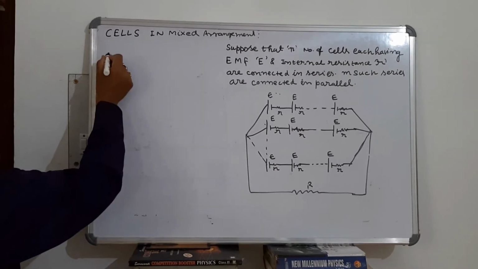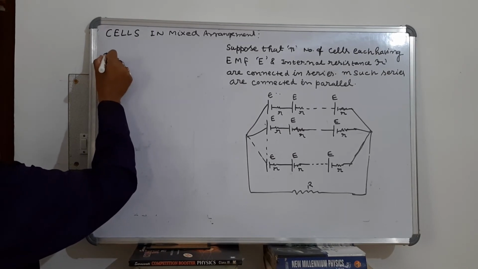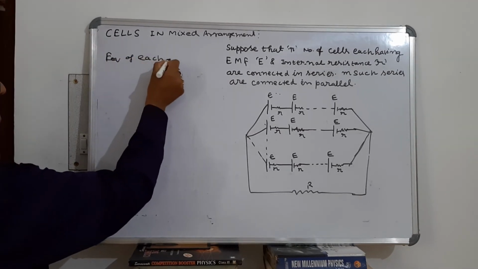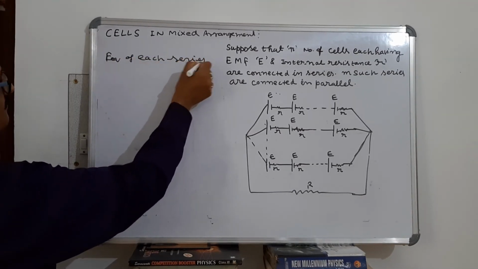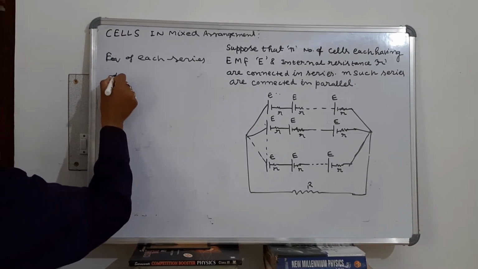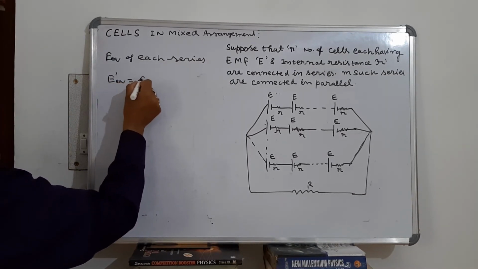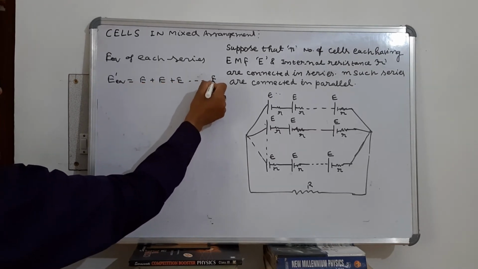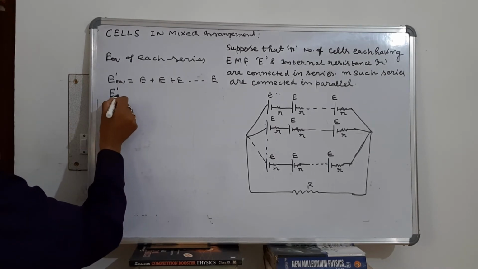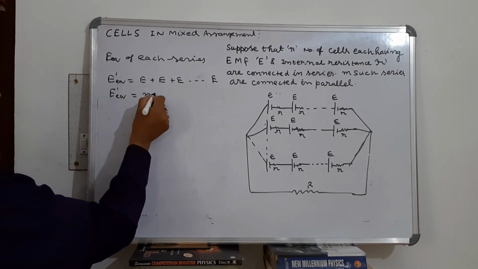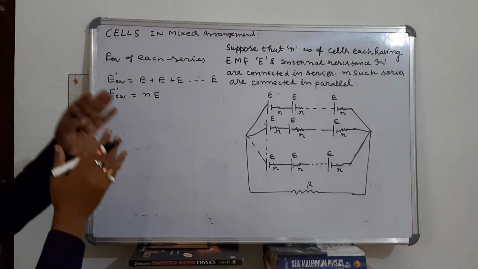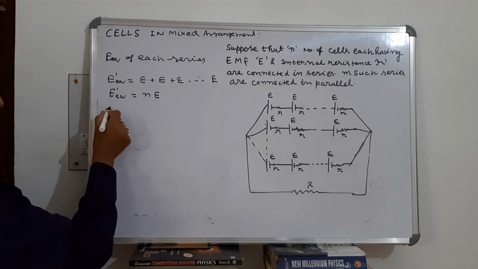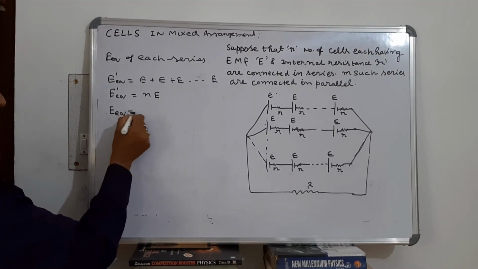Now, equivalent EMF of each series, E dash, is equal to E plus E plus E up to n terms. Means E dash equivalent is equal to nE. Now m such series are in parallel, and in parallel potential difference is same. Therefore equivalent EMF E equivalent is equal to nE.